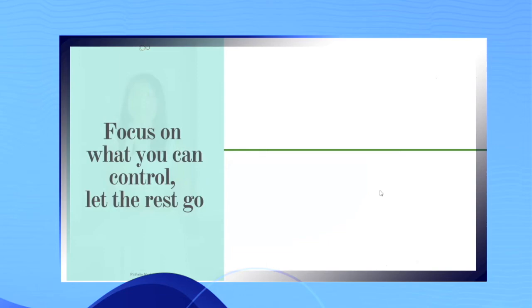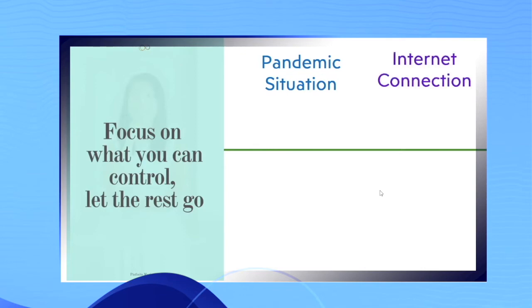So what are these things? Some of these things na hindi natin kayang kontrolin. One, pandemic. Itong sitwasyon natin, itong pandemic na situation that we are all in right now, it may take some time for it to completely be resolved. But for now, this is what we have, this is what we are facing, and it's not something that we can immediately control.